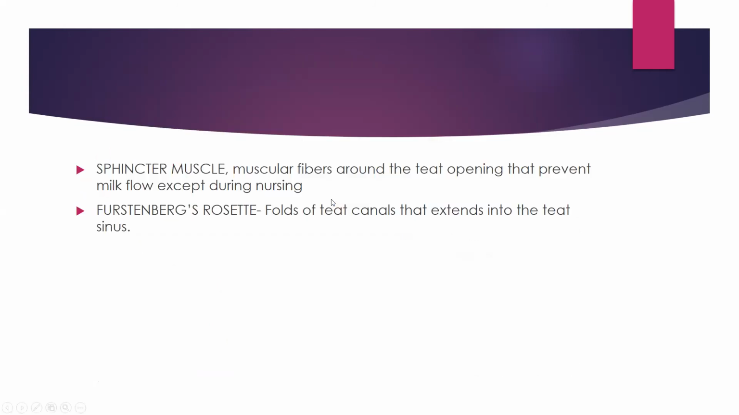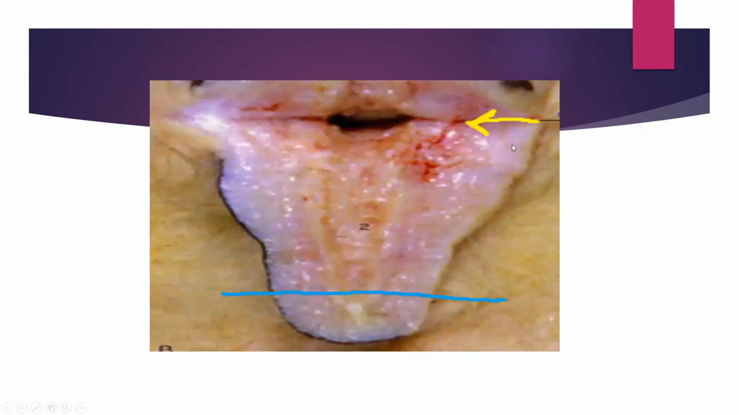Sphincter muscles, these are muscular fibers around the teat opening that prevent milk from flowing except during nursing. And you have the Furstenberg's rosette, which are folds of the teat canal that bind into the teat sinus. And you have it here. It's the Furstenberg's rosette, which is present only in cattle. And this is the final slide.